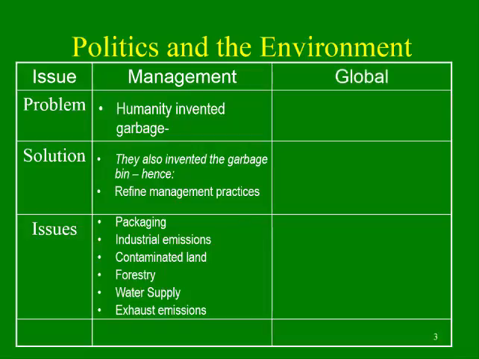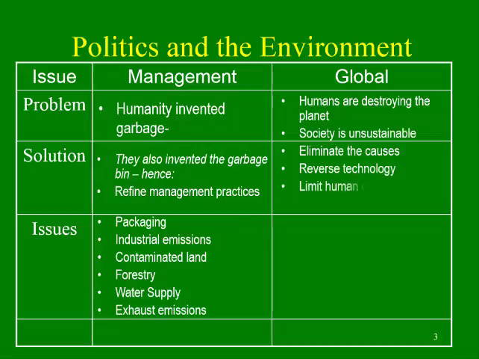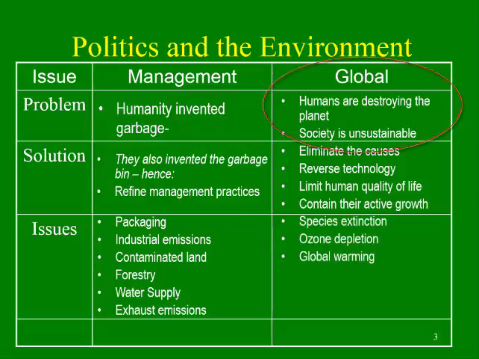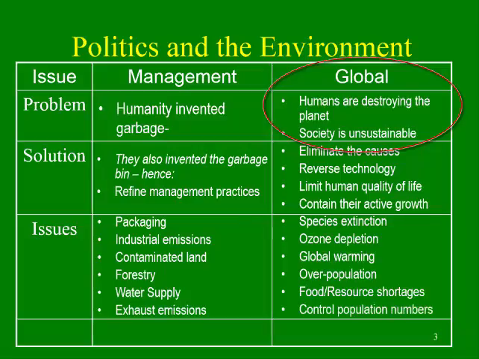These management issues can be contrasted to what we could describe as global environmental issues. And rather than looking at the technicalities of human society and the technology of its operation, we look at more global issues that can be summarized as resulting from the problem that humans, in one way or another, are destroying the planet. And as a result, society as it is going at present is unsustainable. The solution here is to eliminate the causes, and if humans are the cause, the call for reversing technology and maybe limiting the human quality of life are amongst the toolkit for dealing with global problems. And we can see that the global problems have the potential to have far greater impact on the life and life expectations of people all over the planet.